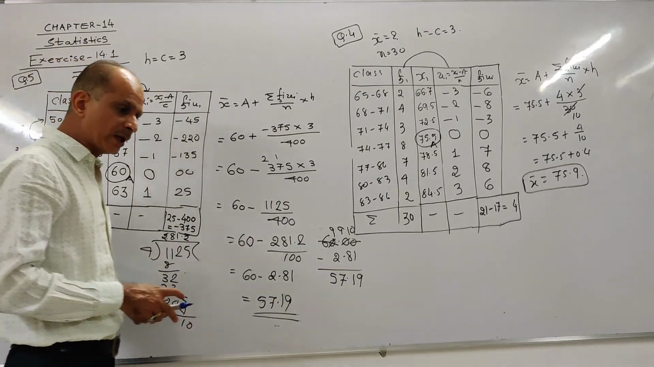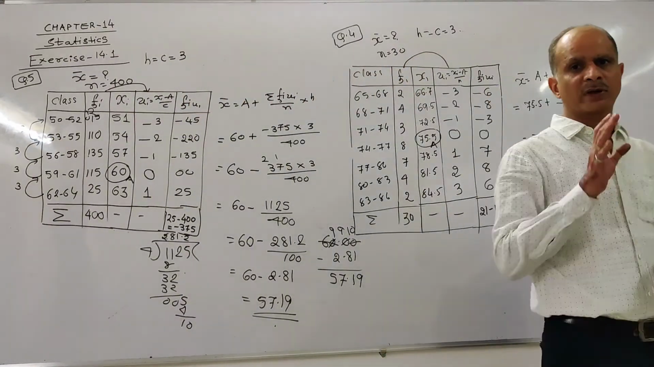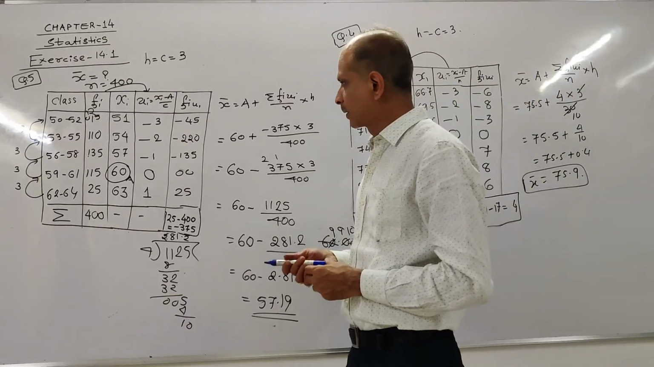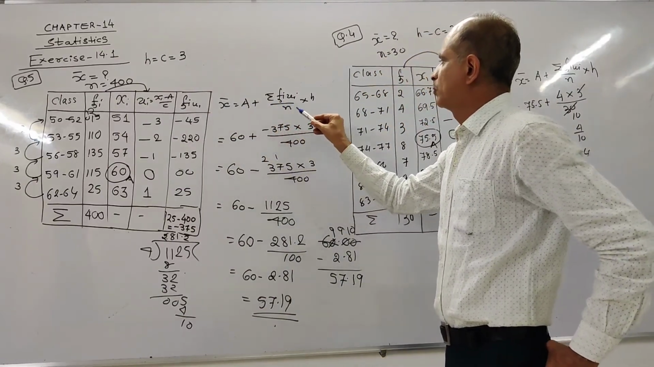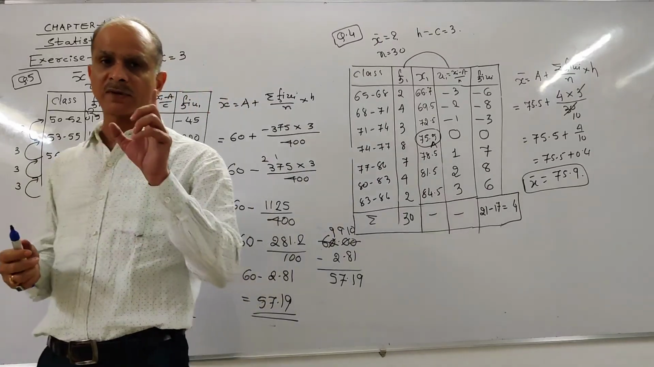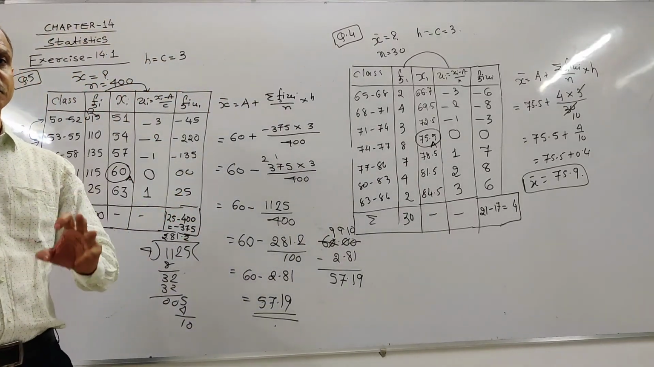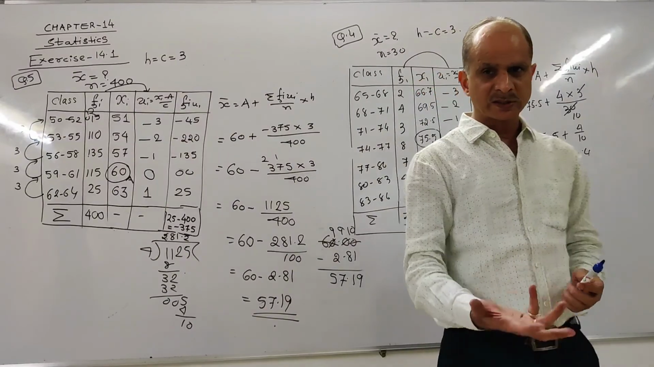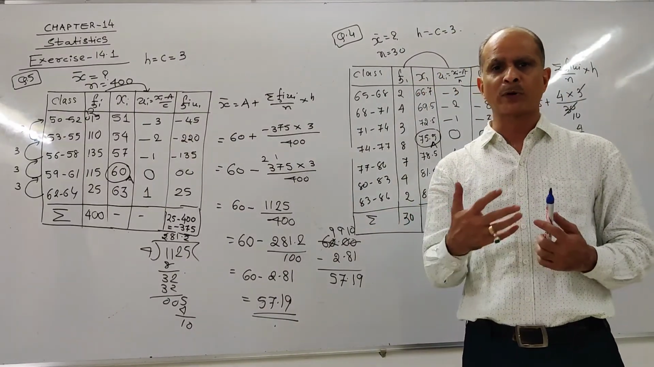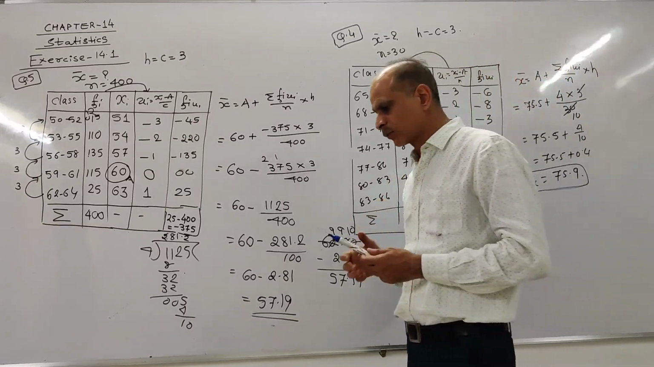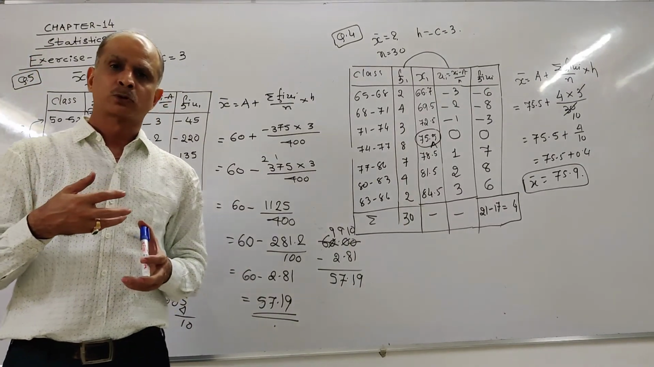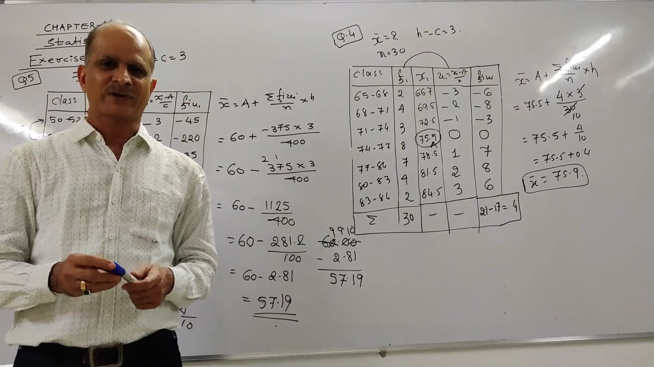So friends, today we have solved examples number 3, 4 and 5 on the basis of the mean, and we have used the step deviation method, that x bar is equal to a plus sigma fi ui upon n into c. We have also solved one special example, how to find out the missing frequency, that is example number 3. It is complicated as well as a new example for you, and it is very important from the exam point of view. In the next period we will start the remaining examples of exercise 4.1 on mean, and then we will start to understand the formula of mode. Thank you friends.